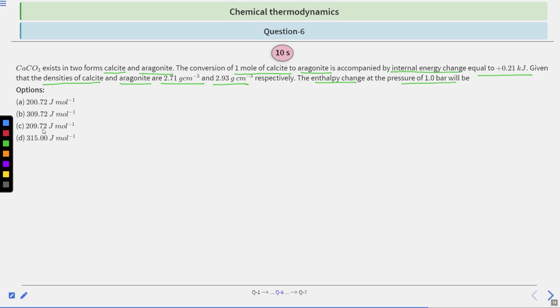The options given are 200.72 joule per mole, 309.72 joule per mole, 209.72 joule per mole, or 315 joule per mole. So you have 10 seconds to solve this question. After that, we will see the answer.